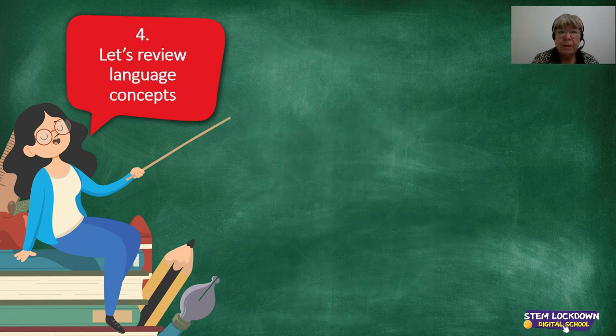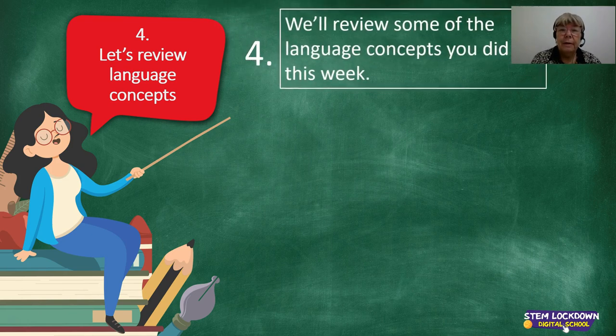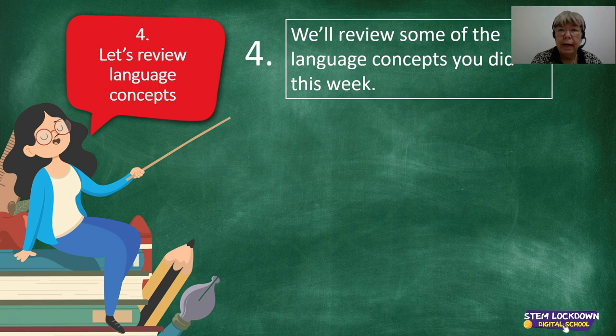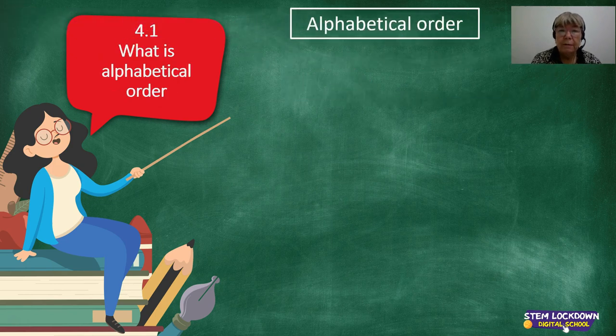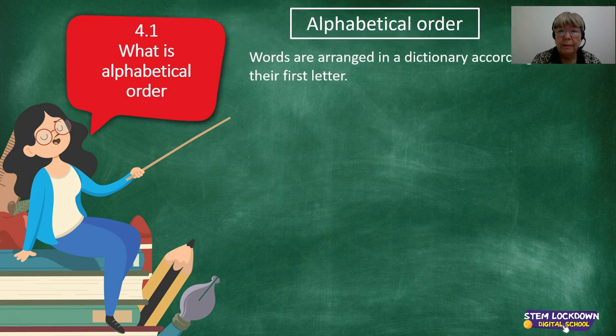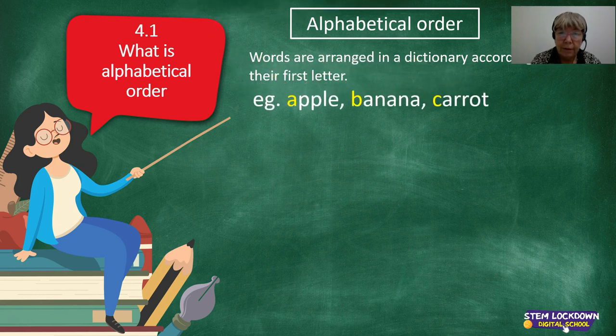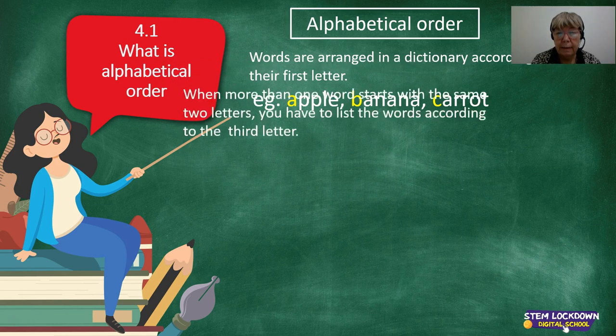Good. Let's go on to number 4, language. So we're going to review some of the language that you did this week. First of all, we're going to look at alphabetical order. Do you remember we said that words are arranged in a dictionary according to their first letter? For example, apple, banana, carrot. Apple, A is before B is before C.